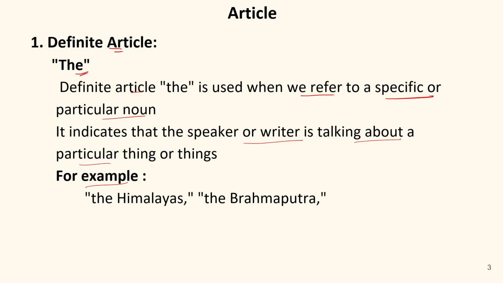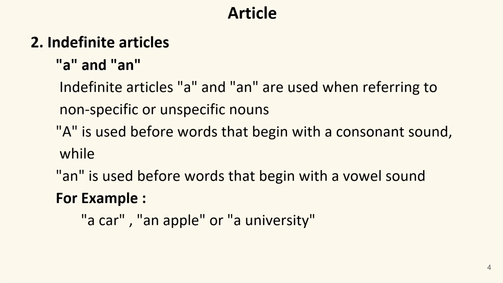So here we'll first read the definite article the. The definite article the is used when we refer to a specific or particular noun. It indicates that a speaker or writer is talking about a particular thing or things. For example, the Himalayas, the Brahmaputra, and any unique thing should be preceded by the definite article the. Now, indefinite articles are a and an. They are used when referring to non-specific nouns. A is used before words that begin with a consonant sound, whereas an is used before words that begin with a vowel sound.